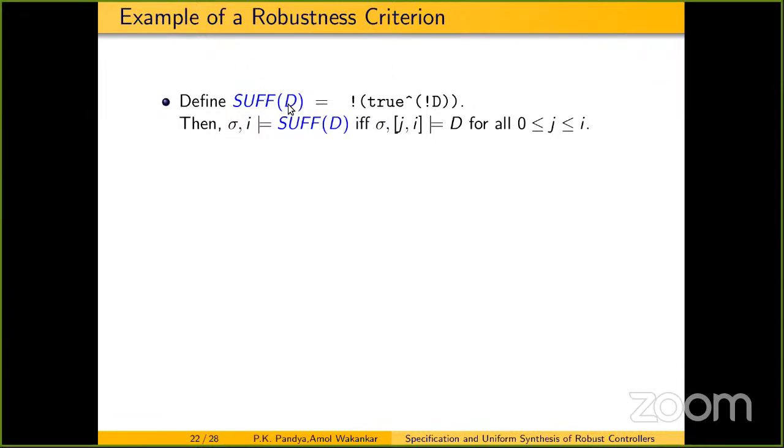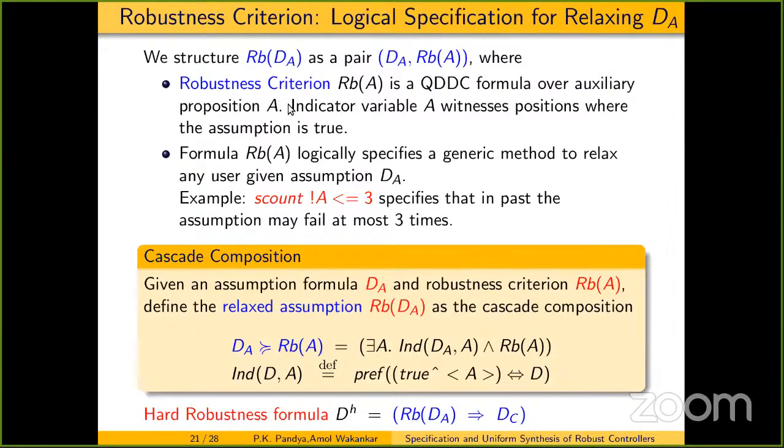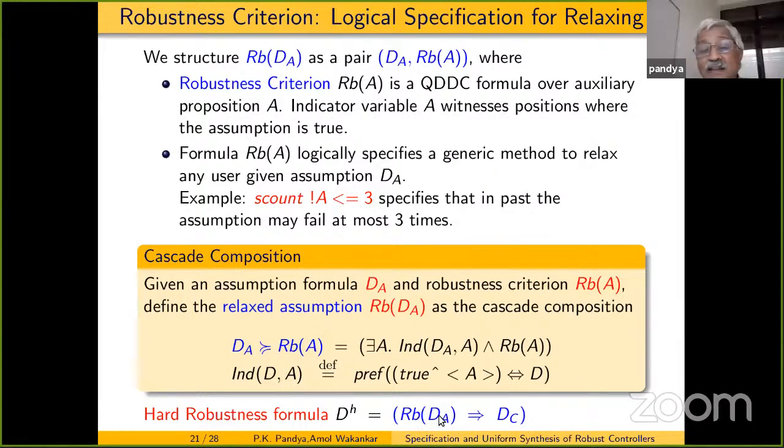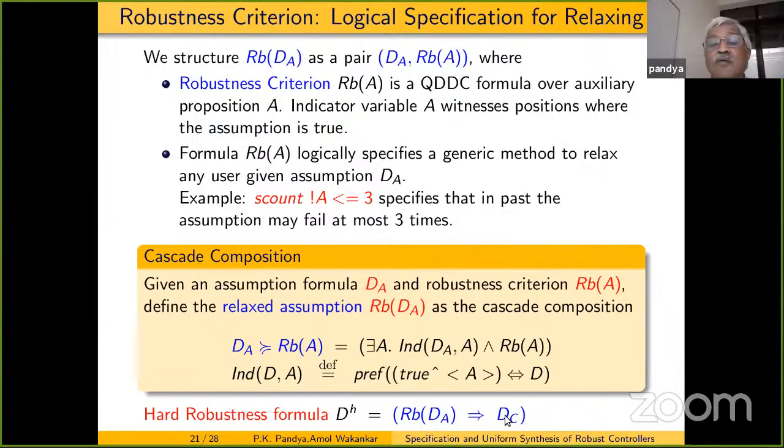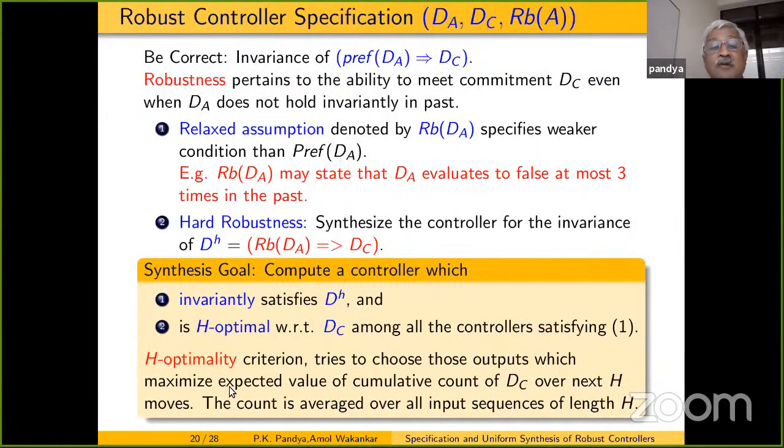Can I ask a question? Yes. So if I understand, the crux here is essentially the composition, but once you have the composed formula, which is this RB of DA, then the model checking will work in exactly the same way as if DA is given in the input, right? Yes. If you give directly the automaton for RB of DA and the automaton for DC, then you can use something like Bonhomme-Rama to synthesize a controller which will satisfy the hard robustness. It will not optimize for soft robustness.